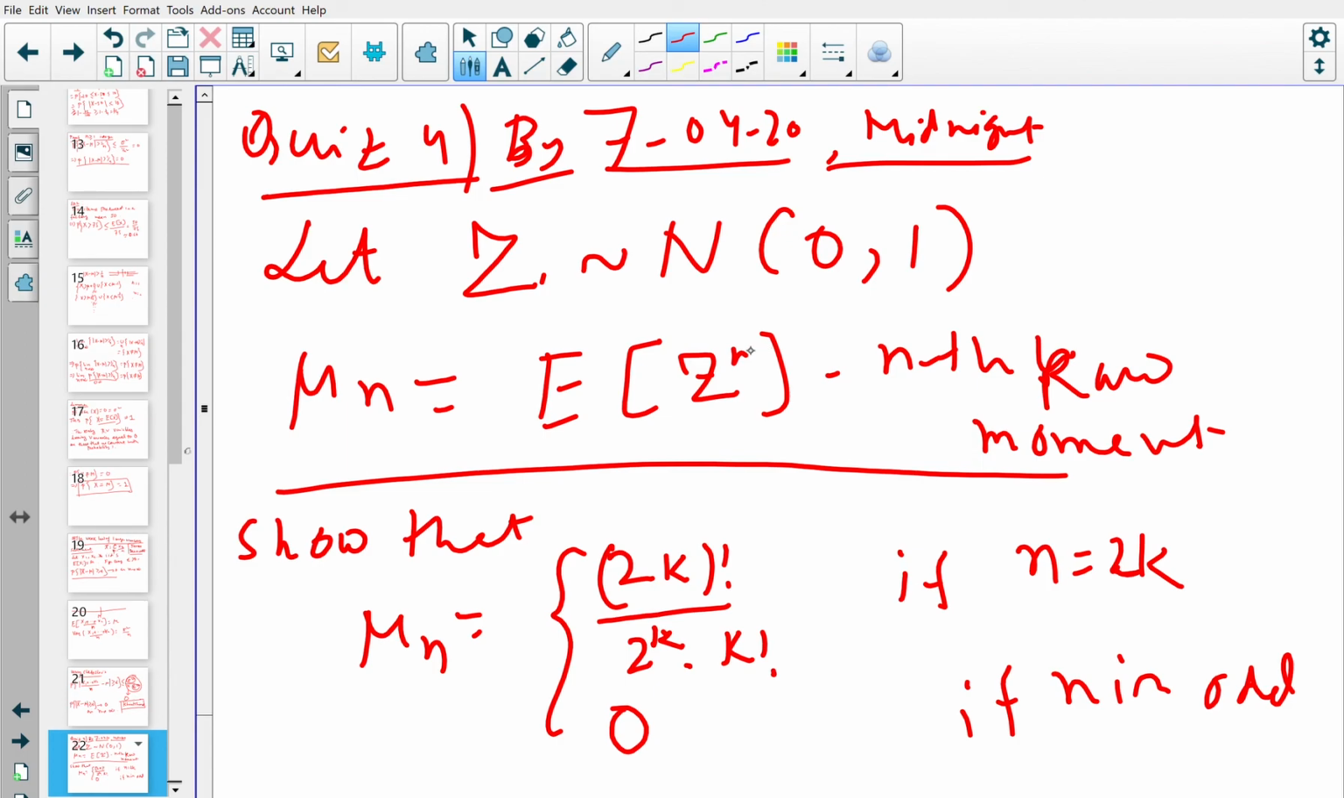In this quiz I am interested to know, for the standard Gaussian distribution, how the moments look. For odd moments they are 0, and even moments satisfy this nice identity. So prove this thing.